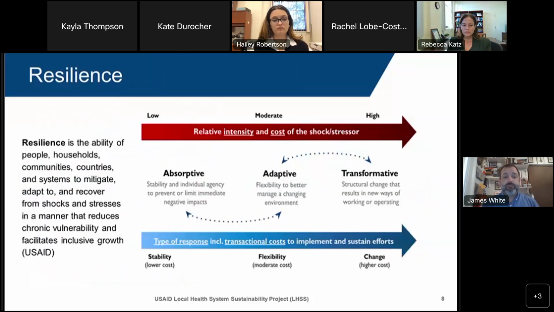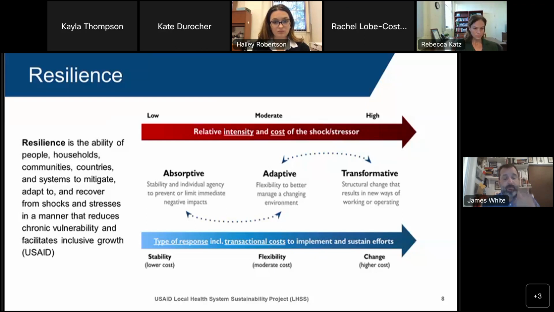Next slide, please. So before moving forward, just a couple quick reminders about some key terminology and important concepts that we think about in terms of health security. In terms of this concept of resilience and health system resilience, this is the ability, per USAID's definition, of people, households, communities, and countries to mitigate, adapt to, and recover from various shocks and stressors to the health system or indeed to society. We try to do this in a manner that reduces chronic vulnerabilities, but also facilitates inclusive growth.